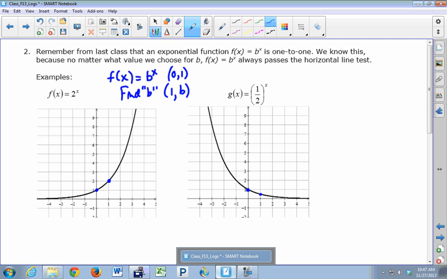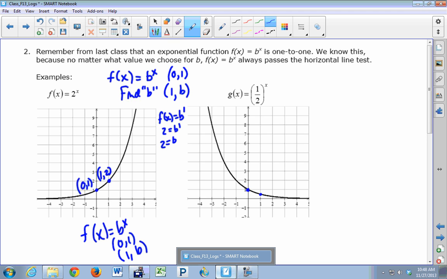Because think of it, if you put a 1 in here, f of x equals b to the 1, whatever your y value is, that's the value for b. So look, (1, 2). So 2 equals b to the 1, b's got to be 2. So these points, when you have a function that's f of x equals b to the x, (0, 1) and (1, b) are your key points.